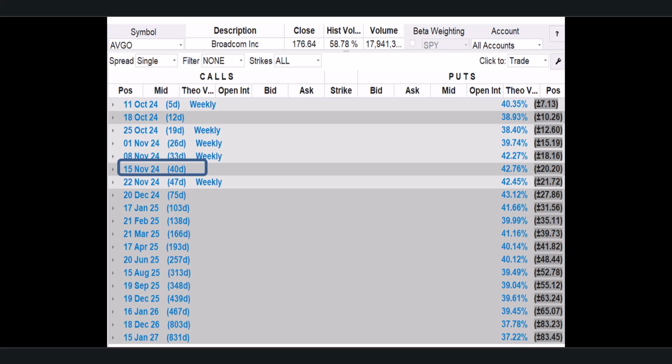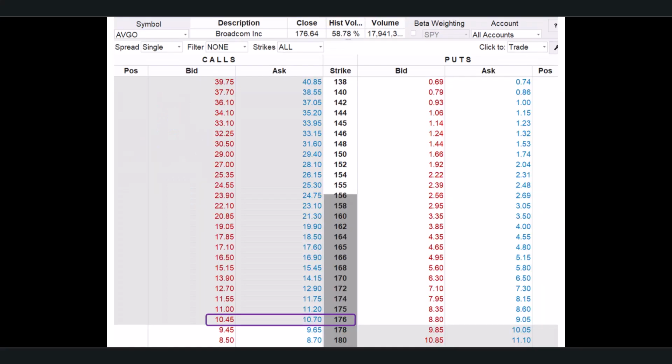AVGO has plenty of option chains to choose from. We're going to use the November 15 option chain. Right now, the November 15 options have 40 days to expiration. Here's most of the AVGO option chain for November 15. AVGO closed at 176.64 on Friday. That means any calls on the list from 138 to 176 are in the money.